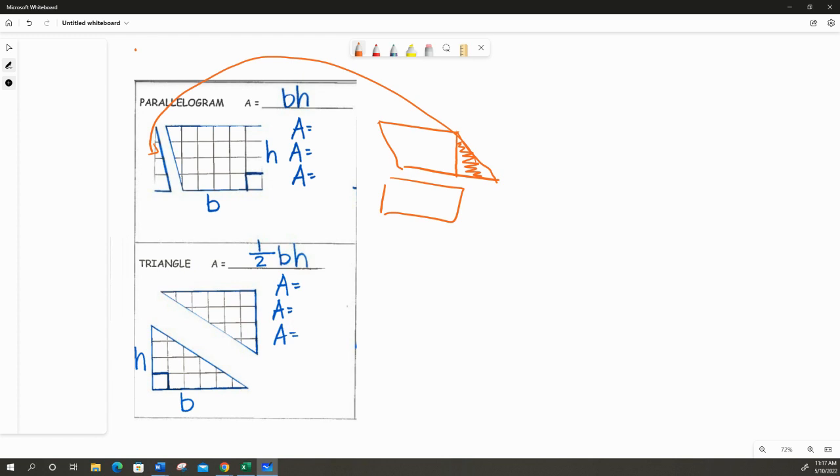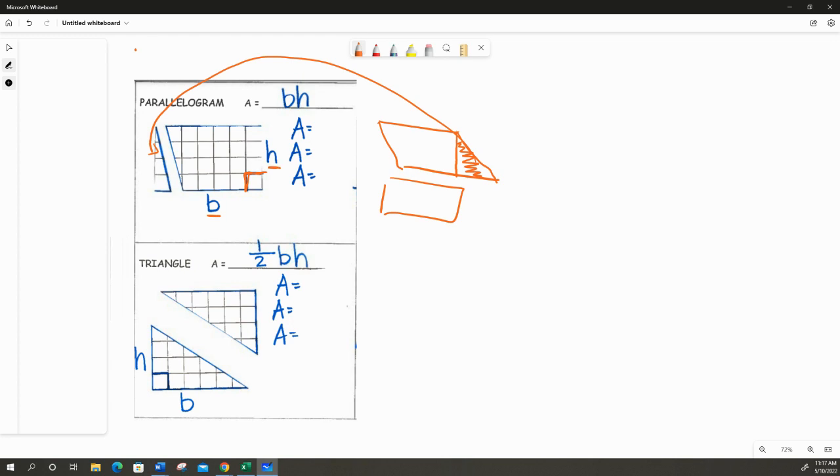So this is how it's going to work. Your base would be represented as one of your long sides, if you will. And then you have your height. Your base and your height are always connected by a 90-degree angle box, kind of like this here. So your height is going to be represented here.